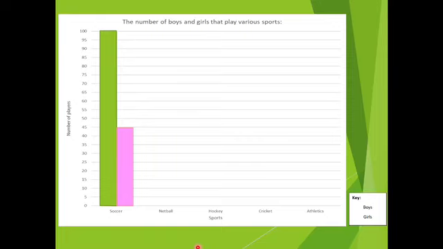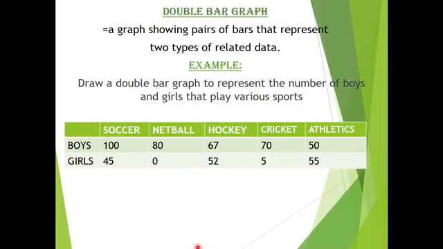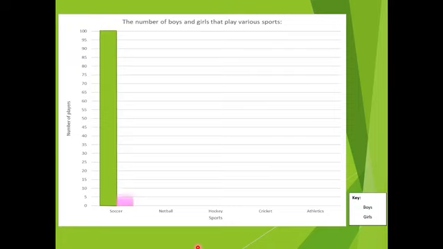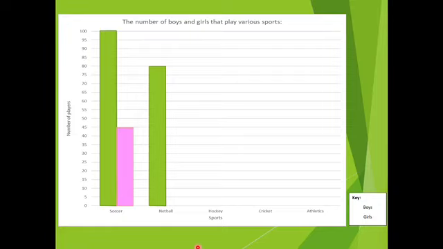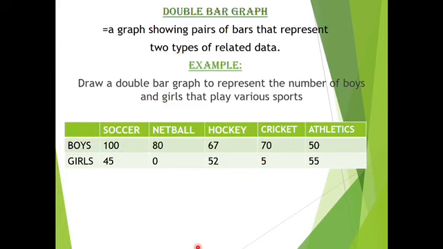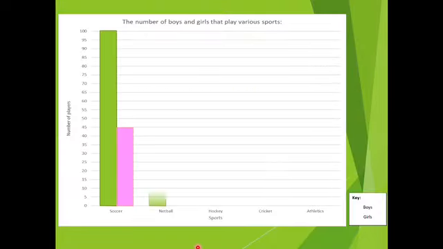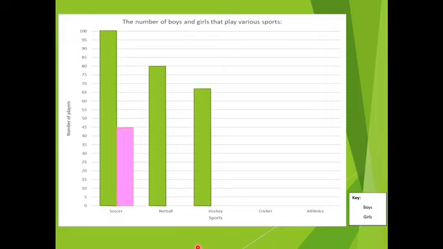Okay. Then we have netball. Netball is 80 and 0. Alright, this is a little weird because we have 80 boys playing netball and no girls playing netball. A little bit weird, but it's okay. We're going to move on. Let's look at hockey. Hockey, we have 67 and 52. So 67 boys and 52 girls.